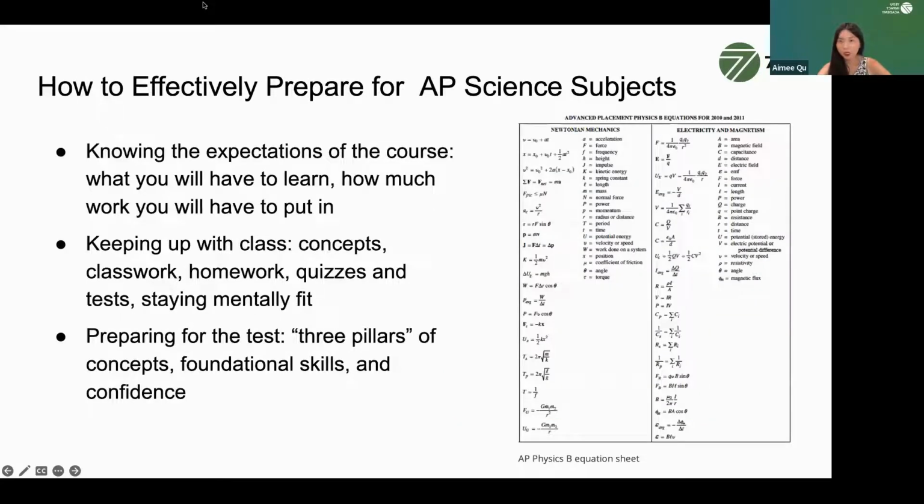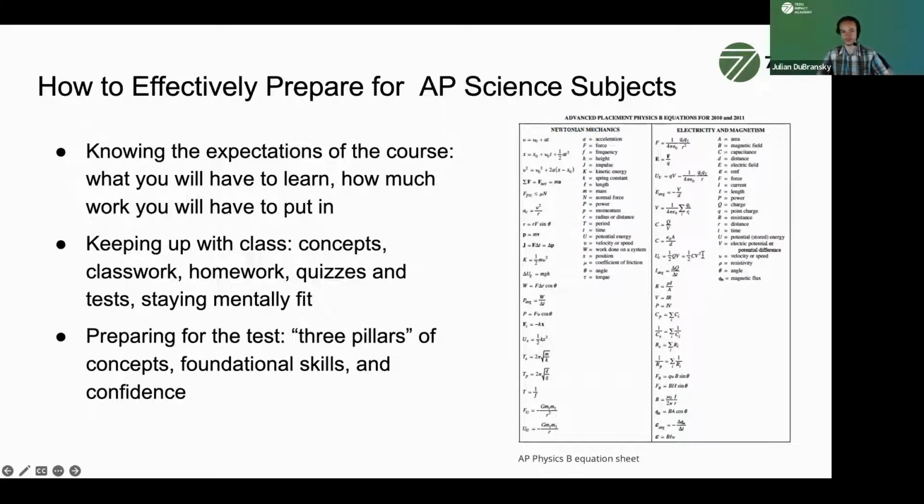Okay, so Julian, AP Science. All right, so preparing for an AP Science subject is a little particular to which AP Science class you take, but there are some strategies that are broadly applicable to essentially all of them.